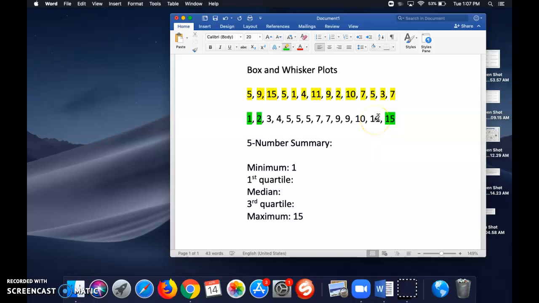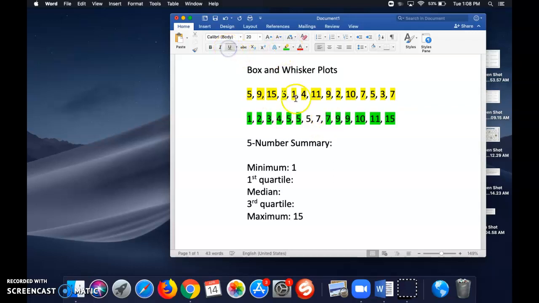So I have 1 and 15 are gone. 2 and 11 are gone. 3 and 10 are gone. 4 and 9 are gone. 5 and 9 are gone. 5 and 7 are gone. And then we're left with these 2 right here in the middle.